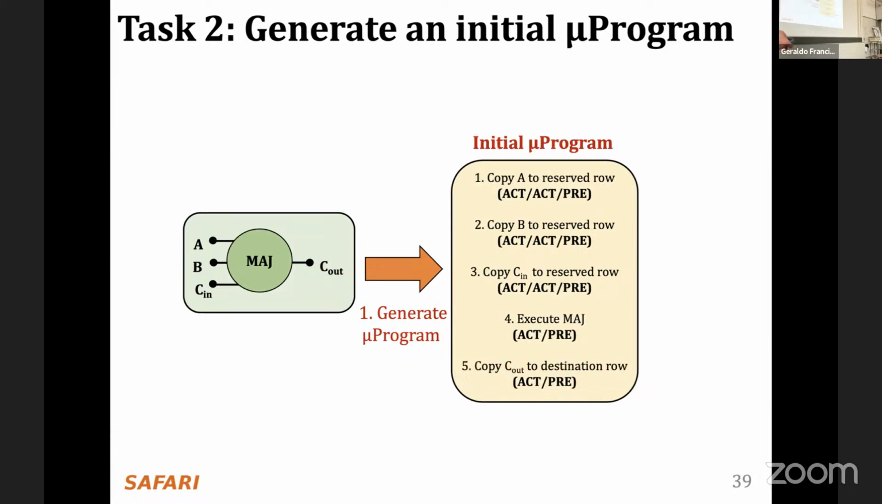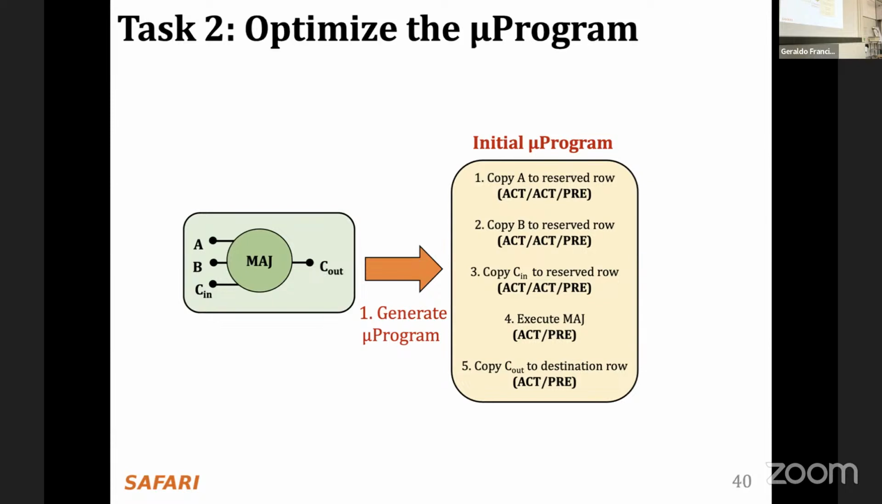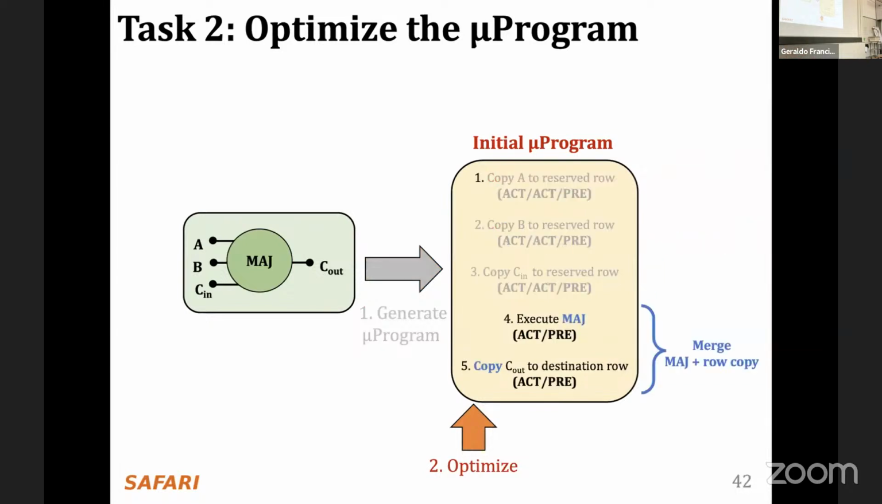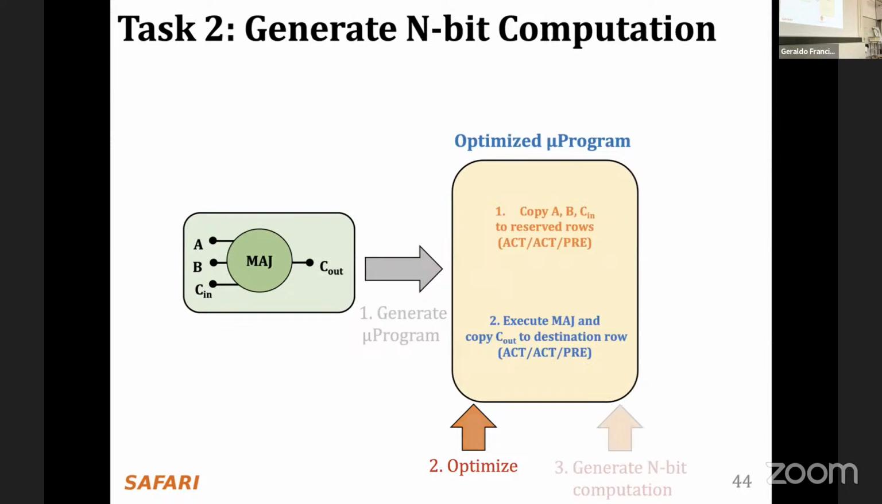We implement 2 optimizations on top of this initial sequence of DRAM operations. The first one is going to coalesce some row copies and some majority operations because of the principles of that special row decoder that I mentioned before. I'm not going to go into detail over here. The second step is going to generalize, because before we were doing this computation only for 1 bit, so it's going to generalize this computation to n bits. So in the end, if we have a 32-bit addition, the sequence of operations is going to repeat 32 times because it's a bit-serial execution mode.